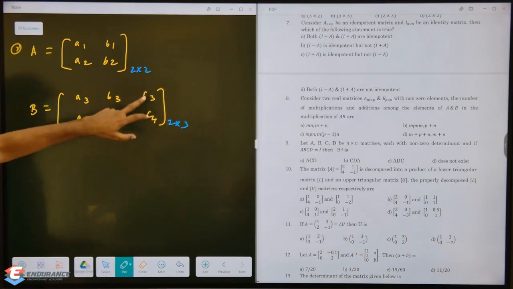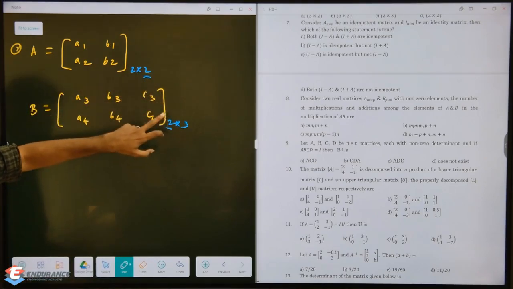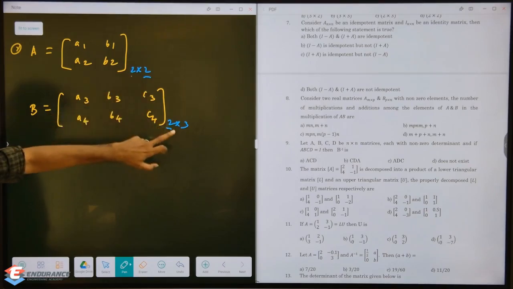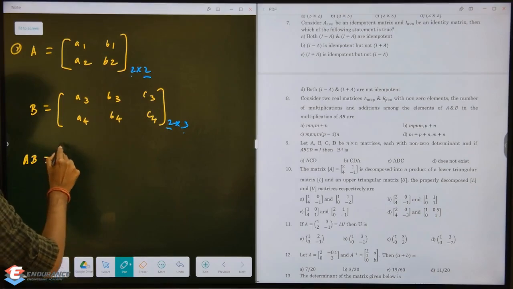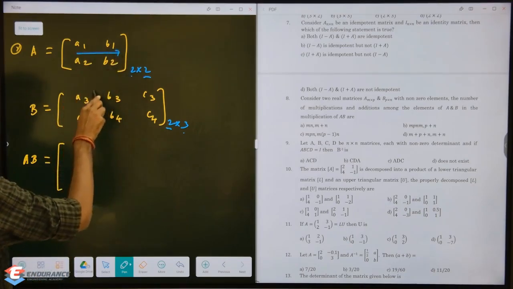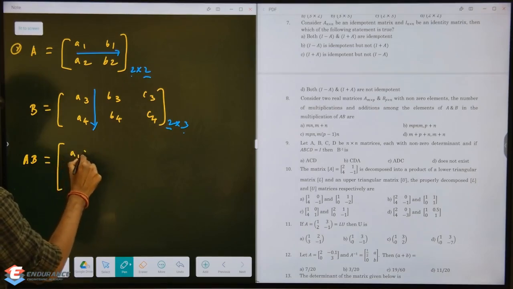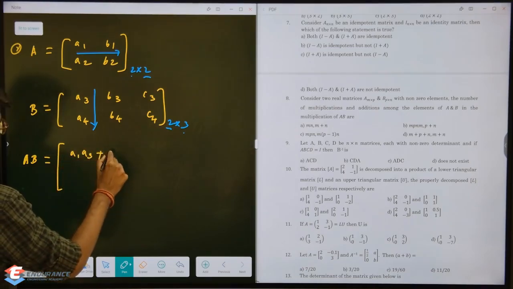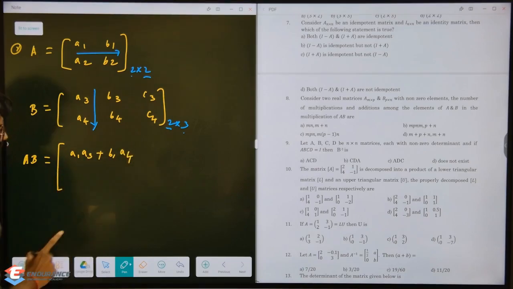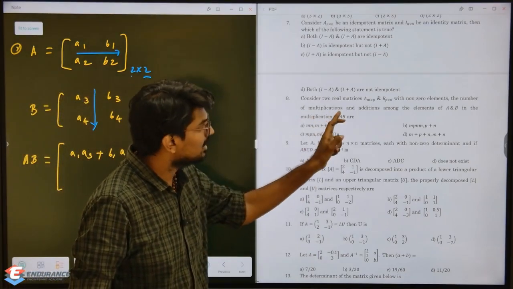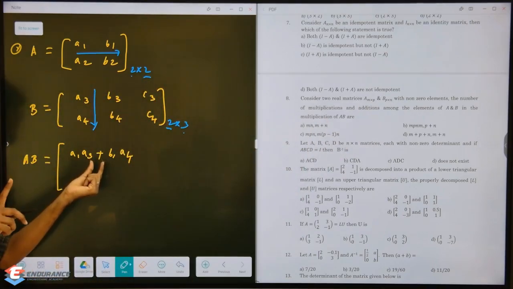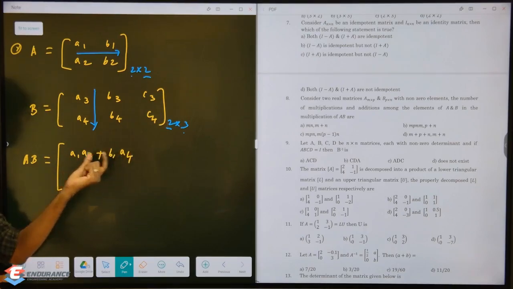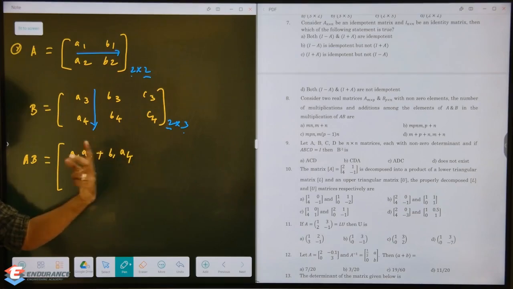It is satisfying the condition, right? My p and p are the same. And then M is 2, N is 3. If I multiply these two, what will happen? A into B. First row, first column. So A1, A3 plus B1, A4. They are asking us to find the number of multiplications and additions. Additions is nothing but this addition. So I have done one addition and two multiplications: A1 into A3, B1 into A4.